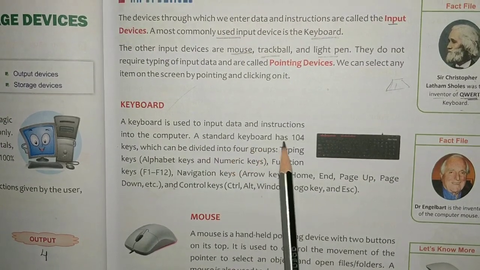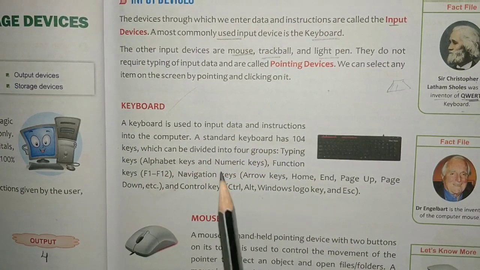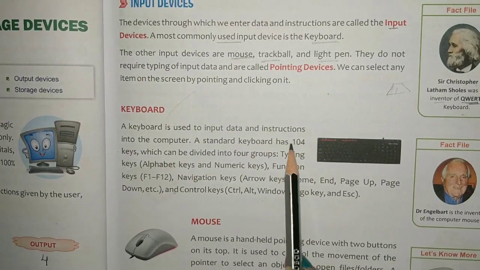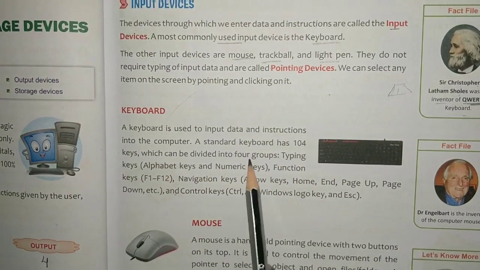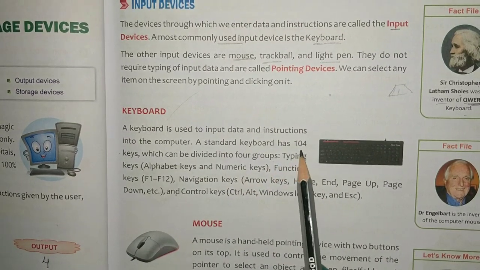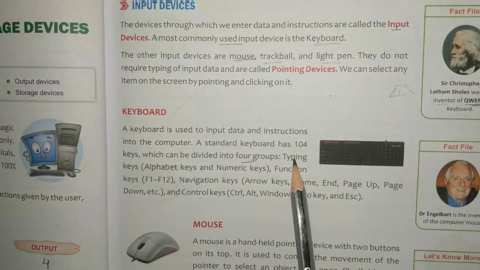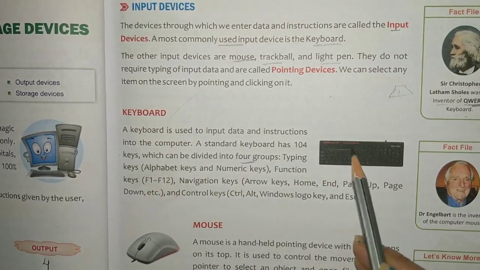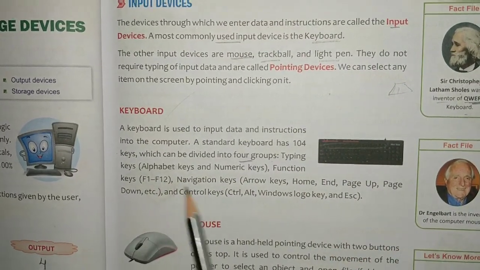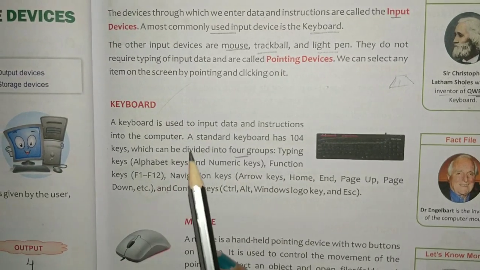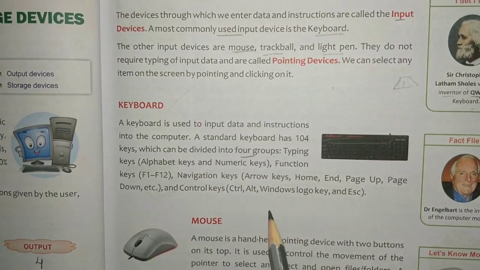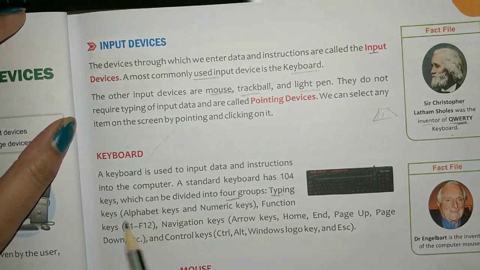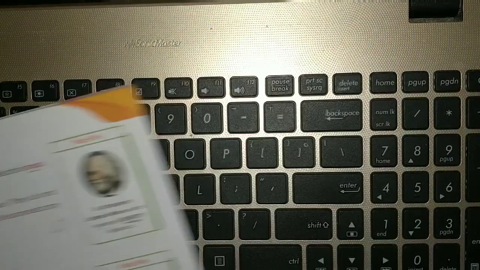A standard keyboard has 104 keys, which can be divided into 4 groups. First, typing keys, that are alphabet keys and numeric keys. Then function keys. Wait, let me show you my laptop. This is the typing keys, that is, alphabet keys and numeric keys.